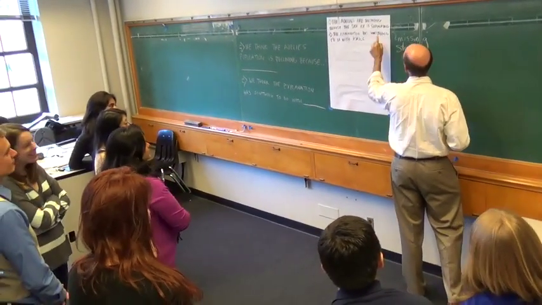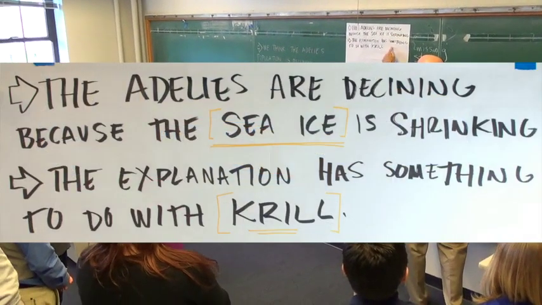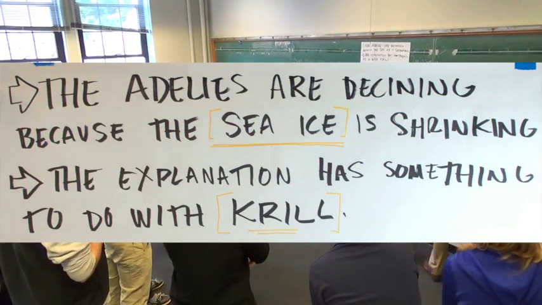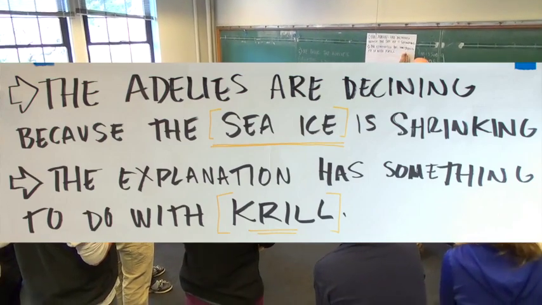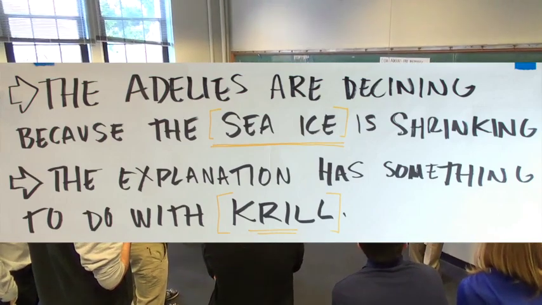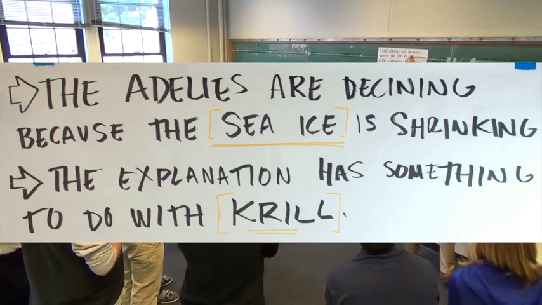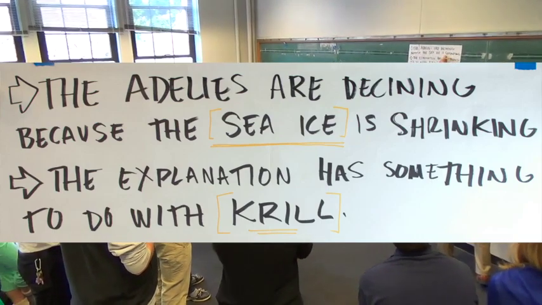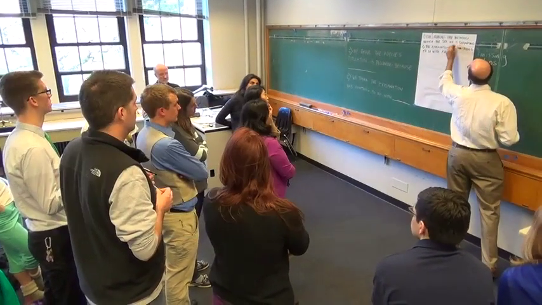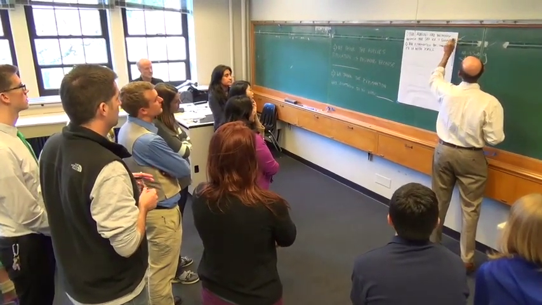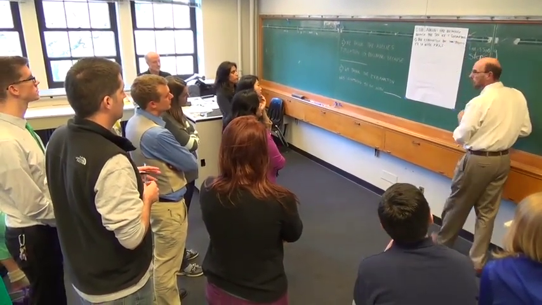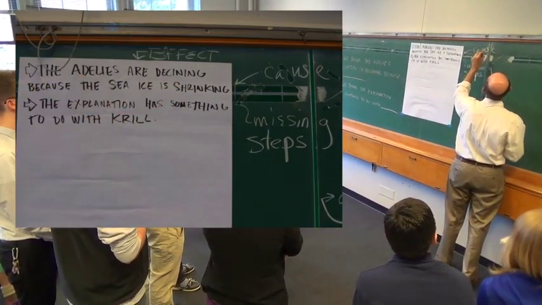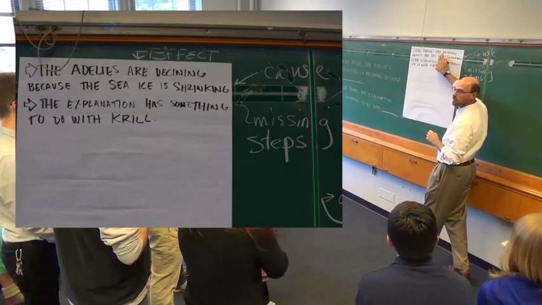So you think we're missing steps in between? Yep. In between the effect, which is the Adelie is declining, and the cause, the sea ice is shrinking. There's a whole bunch of steps between those two things. So you're saying this is a cause? That's the effect, and the cause is the sea ice. Because the sea ice is shrinking, and then a bunch of steps, and then it ends up that Adelies are declining, and we want steps in the middle. So you're saying, just this top statement, the sea ice is shrinking, is the cause. Sorry, that's not good handwriting. And you're saying this is the effect.